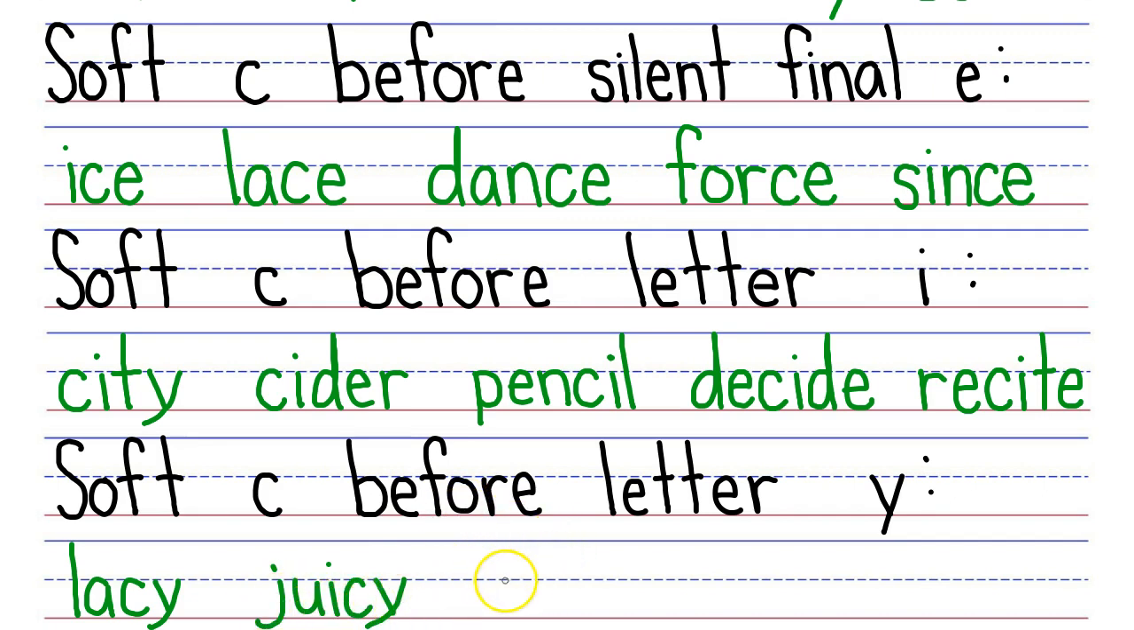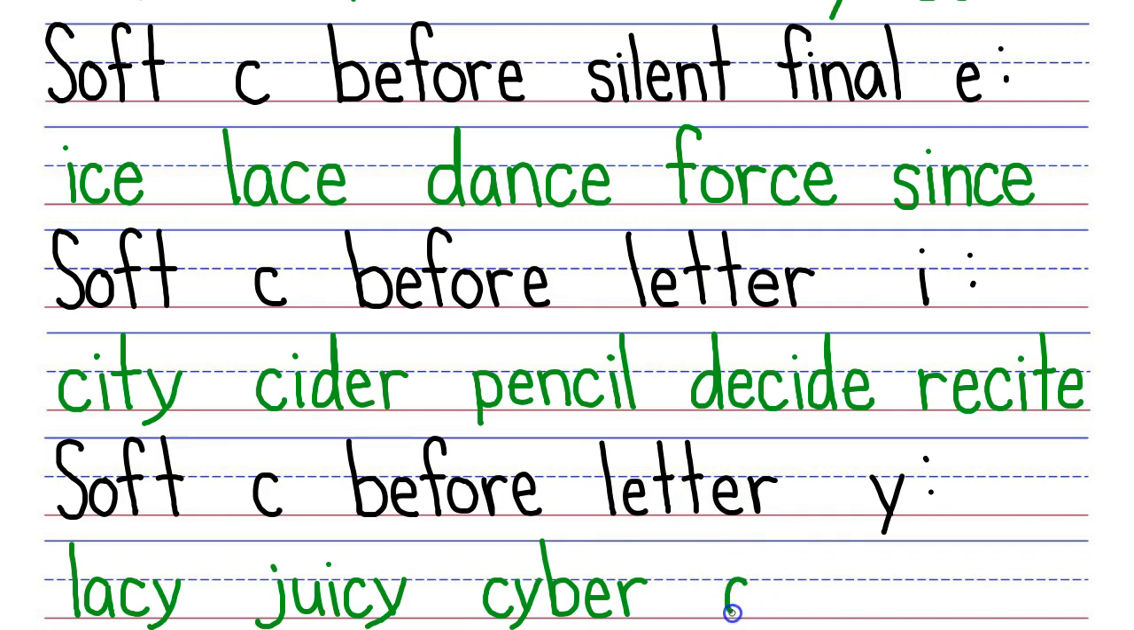Next word, cyber. We've got the C that makes the soft C sound, S, because it comes before the letter Y that makes the long I sound, I. It's followed by the B that says B, and the ER phonogram that says er. S, I, B, er. Say it together fast. Cyber.